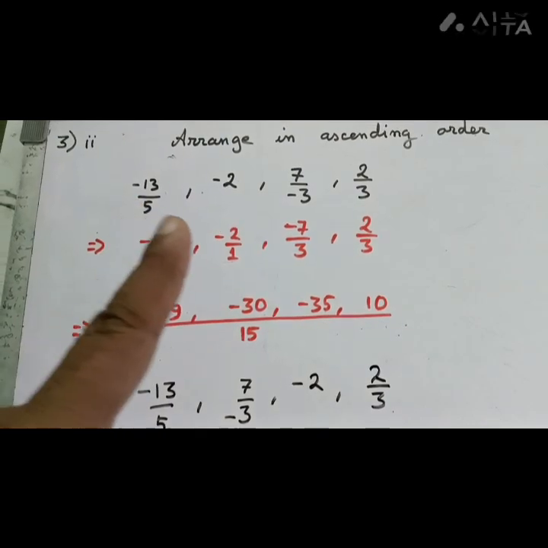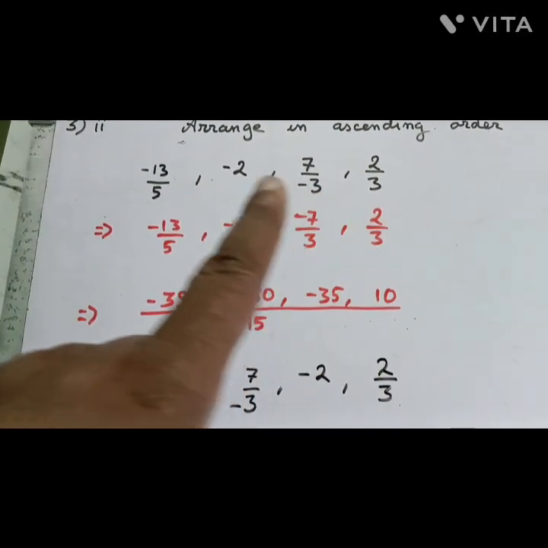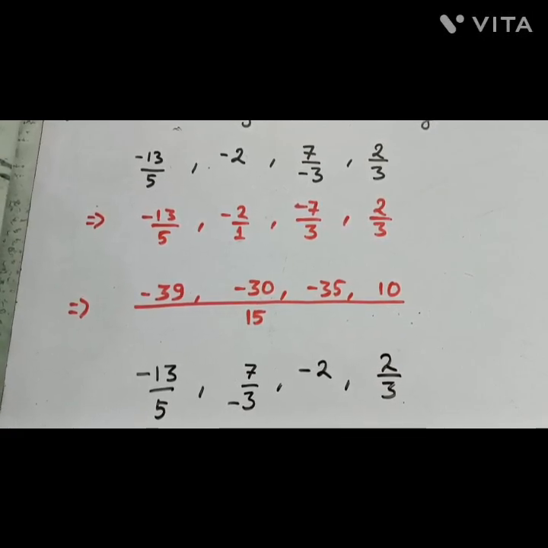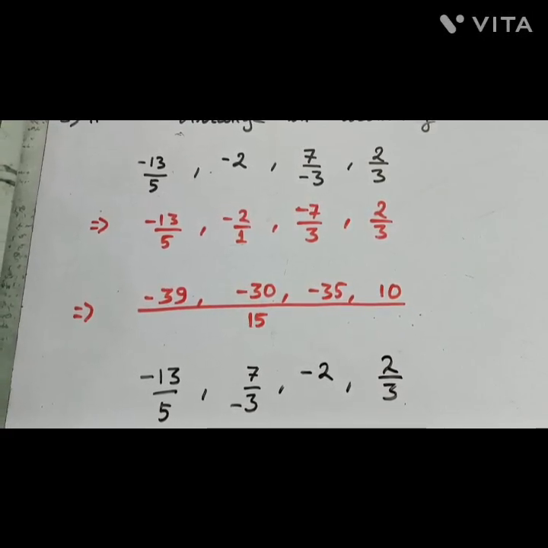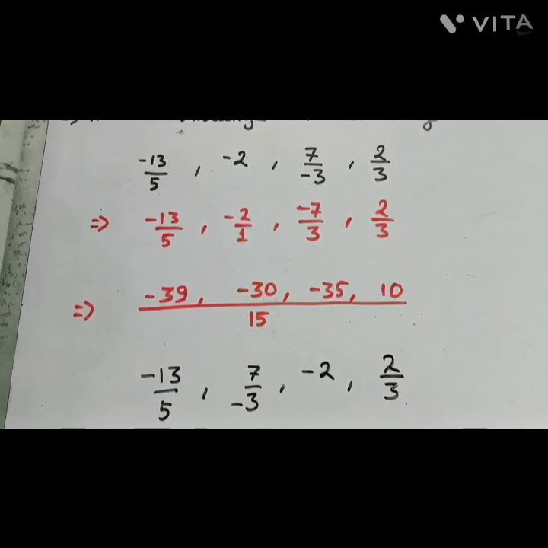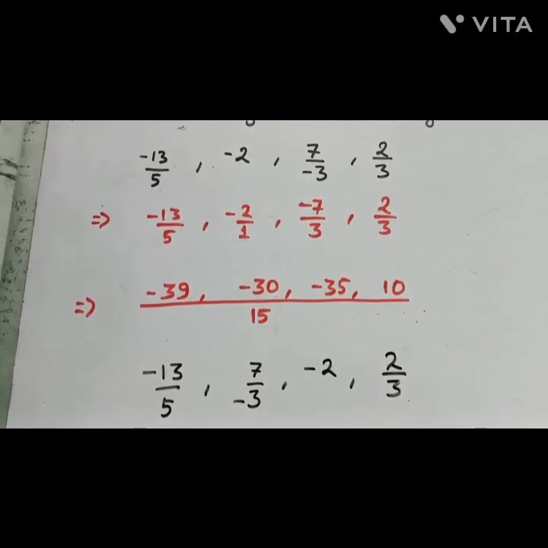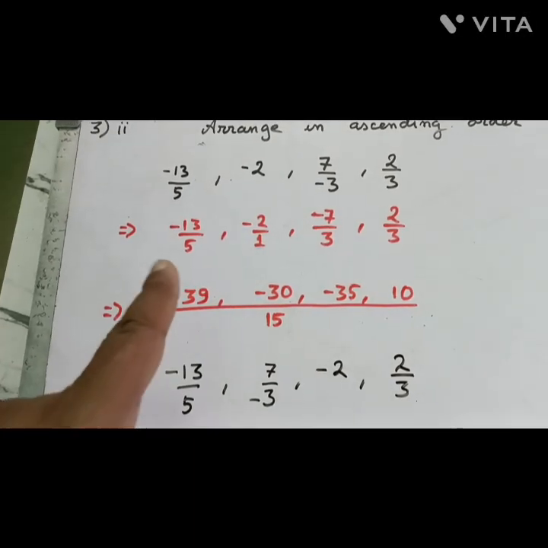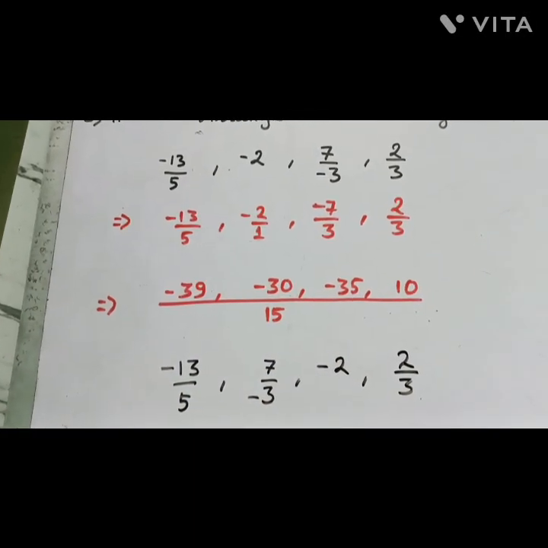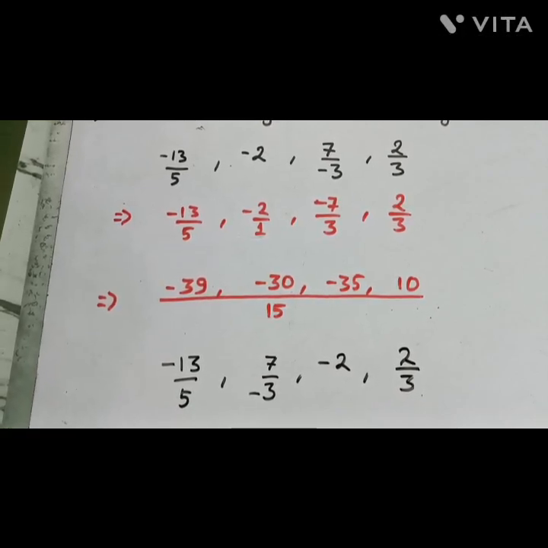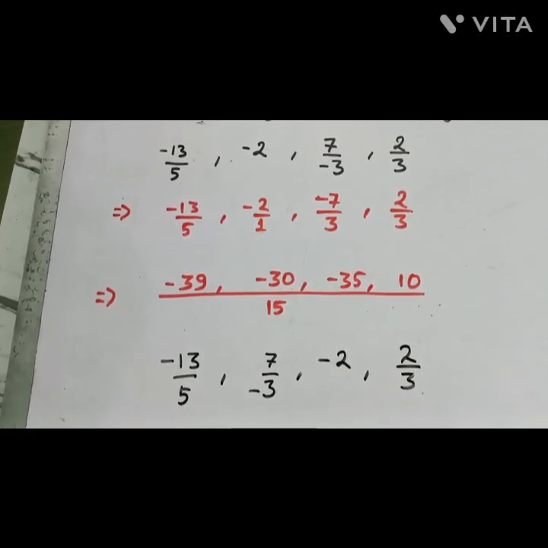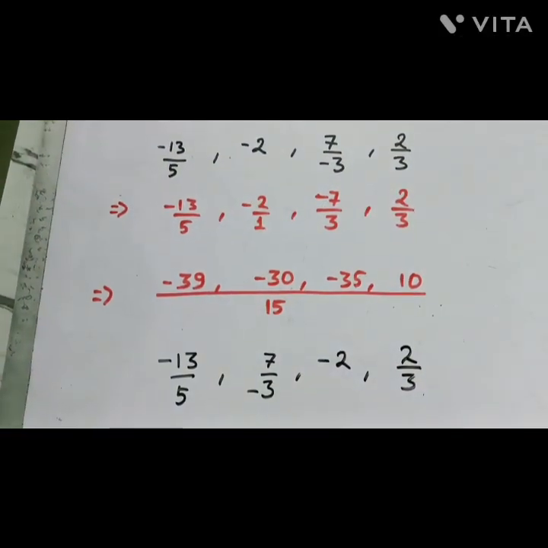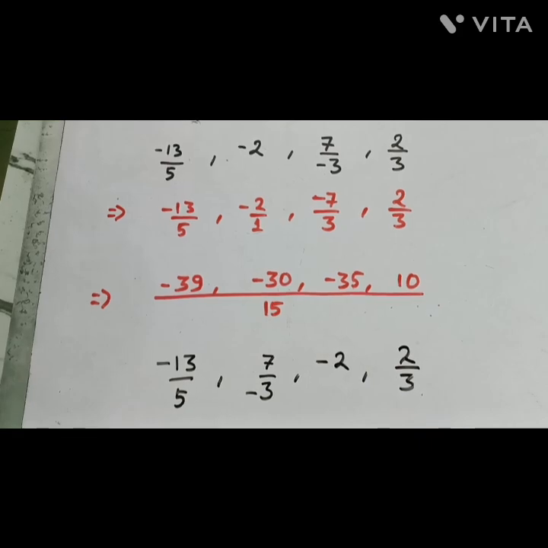First step, we have to make the denominators positive. So minus 13 by 5 stays, minus 2 is minus 2 by 1, 7 by minus 3 is changed to minus 7 by 3, and 2 by 3 remains 2 by 3. So these are the 4 rational numbers. Second step is to make the denominators the same by taking the LCM. Here the 2 prime numbers are 5 and 3, so we multiply: 5 times 3 is 15, the common denominator.